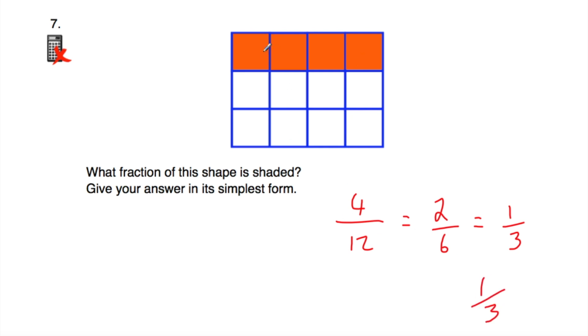Now there is another way to do it, and that's actually to consider the rows. You've got 1, 2, 3 rows, and 1 row out of the 3 rows is shaded. So 1/3 of that shape is shaded. So rather than considering the little squares, you can consider the rows. And it's 1 out of the 3 rows, so 1/3 of it is shaded. If the question said what fraction of the shape is not shaded, then that'll be 2/3. But it doesn't, it says shaded, so the answer is 1/3.